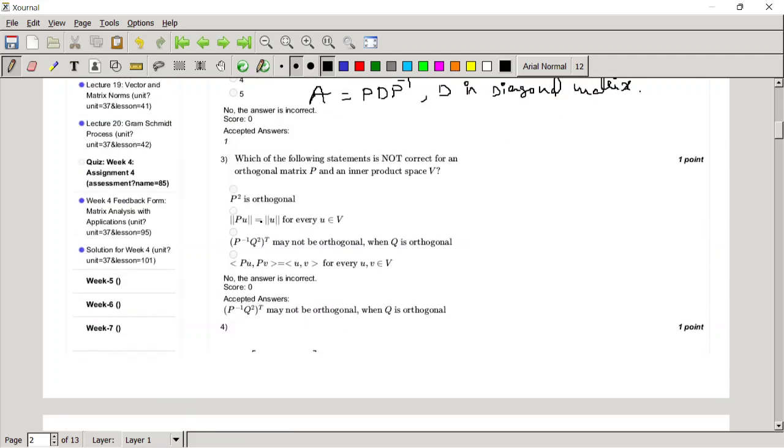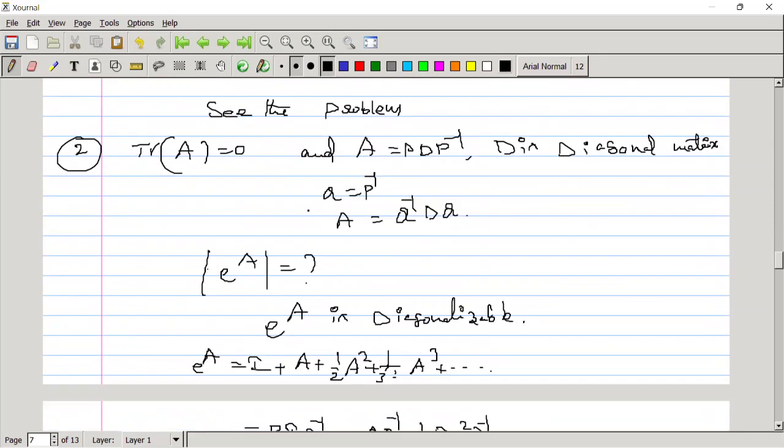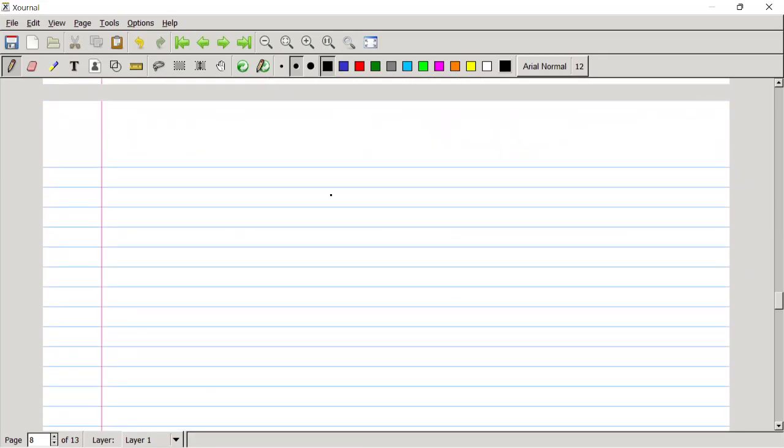So for the third problem, which of the following statements is not correct? We have to check the false statement. It is given here that P is an orthogonal matrix and V is an inner product space. So the only property we have is that P is an orthogonal matrix. Can anybody tell the definition of an orthogonal matrix? Norm is equal to 1. Yes, actually that is one property, not the definition.